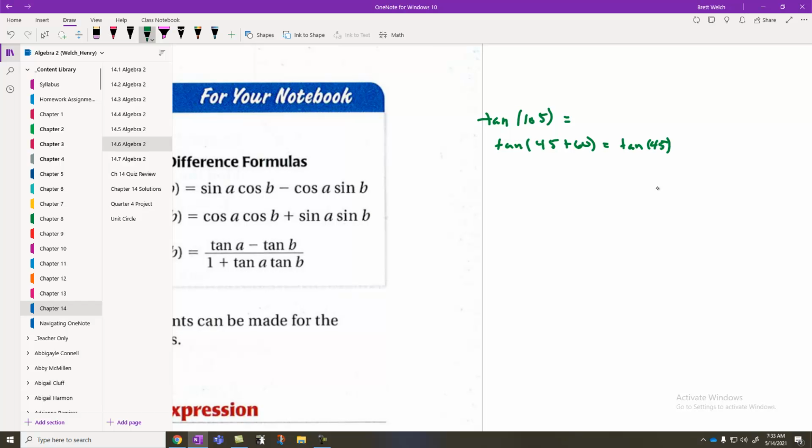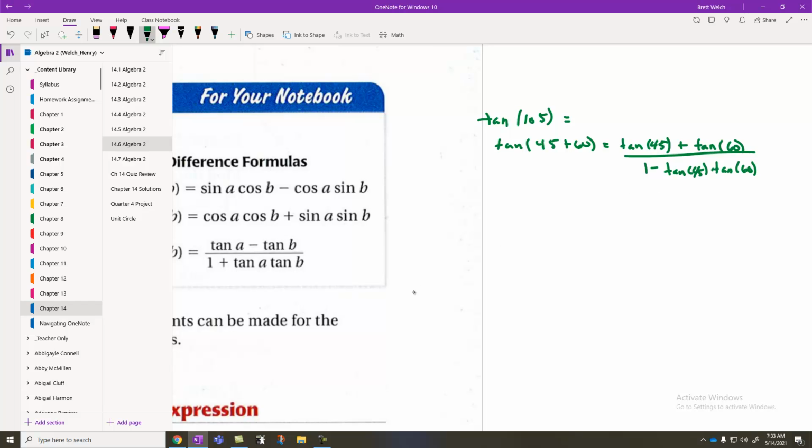That's my 105. So I'm going to take the tangent of the first thing, 45. Now I'm going to use a plus here. If you look at the plus formula, it's tangent of A plus tangent of B. So tangent of 60, all divided by 1 minus, and this is minus because I'm looking at the other formula, minus tangent of 45 times tangent of 60.